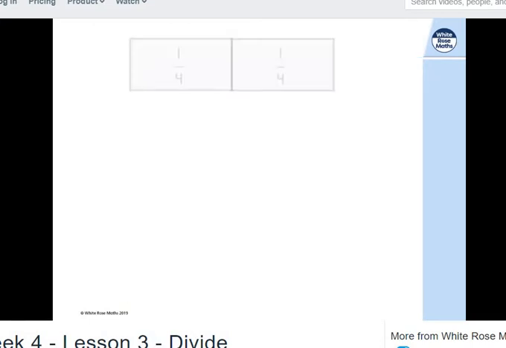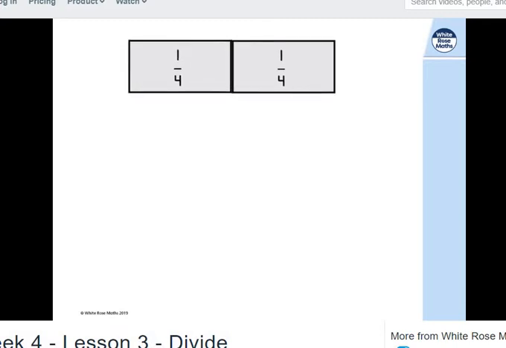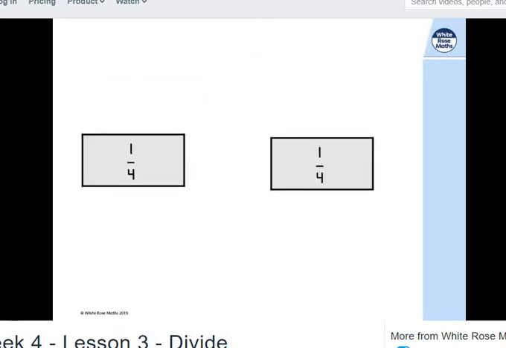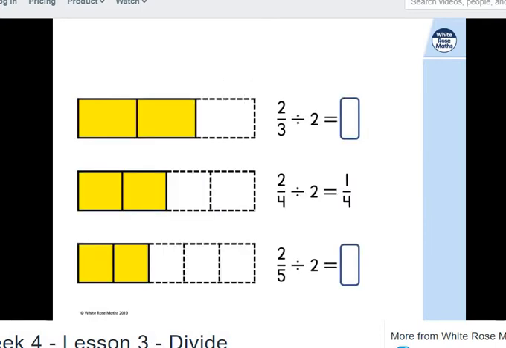Let's record what we just did. We had 2 quarters, and I divided them into 2 people. So 2 quarters divided by 2 was 1 quarter. Okay, we've got 2 thirds, 2 quarters, we already did that one, and 2 fifths divided by 2. Have a think for yourself then. How could I share these fractions between 2 people, or just into 2 parts?